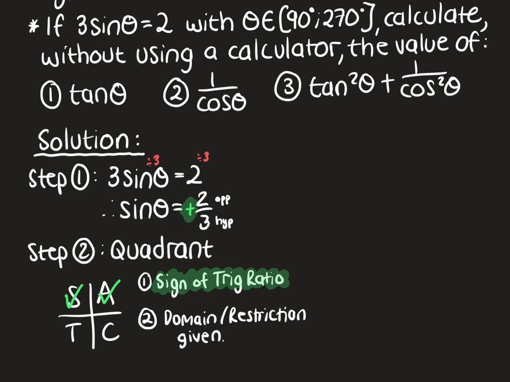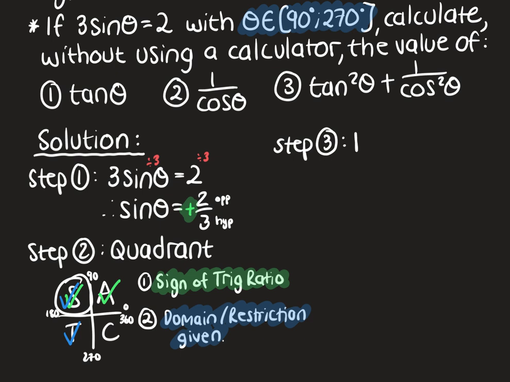The second thing we look at when determining the quadrant is the domain or the restriction given, and I'm going to highlight that in blue. That is normally given to you in the question. In this case, our restriction is theta is an element between 90 and 270. Let's give our quadrants degrees here. Which quadrants lie between 90 and 270? Your second and your third. And very simply now, where do I have 2 ticks? I have 2 ticks in my second quadrant. Therefore, that is where I'm going to be constructing my triangle, which is now step 3.